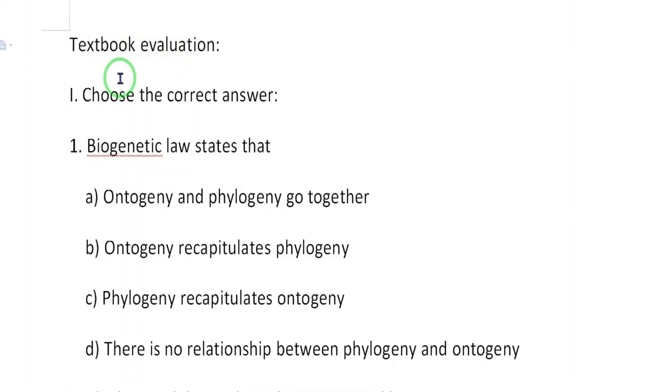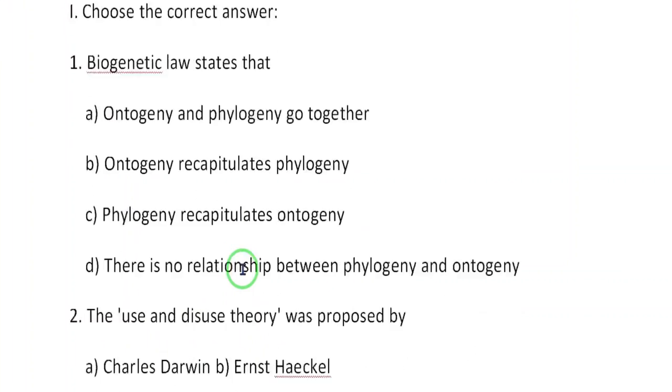Textbook evaluation. Roman number 1, choose the correct answer. Question number 1. Biogenetic law states that: A, ontogeny and phylogeny go together. B, ontogeny recapitulates phylogeny. C, phylogeny recapitulates ontogeny. D, there is no relationship between phylogeny and ontogeny. Correct answer is B, ontogeny recapitulates phylogeny.